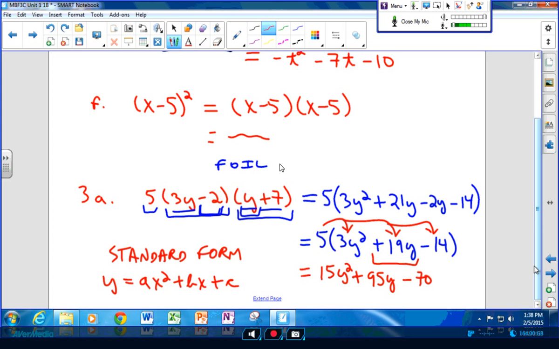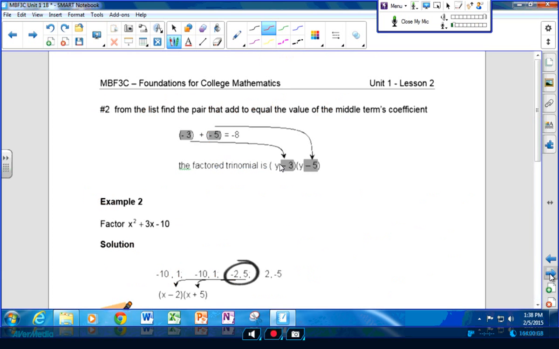Let's see. Okay, some examples. Here we go. All right. Let's take a look at page 16 in your Unit 1 book here. Let's see if I can find.